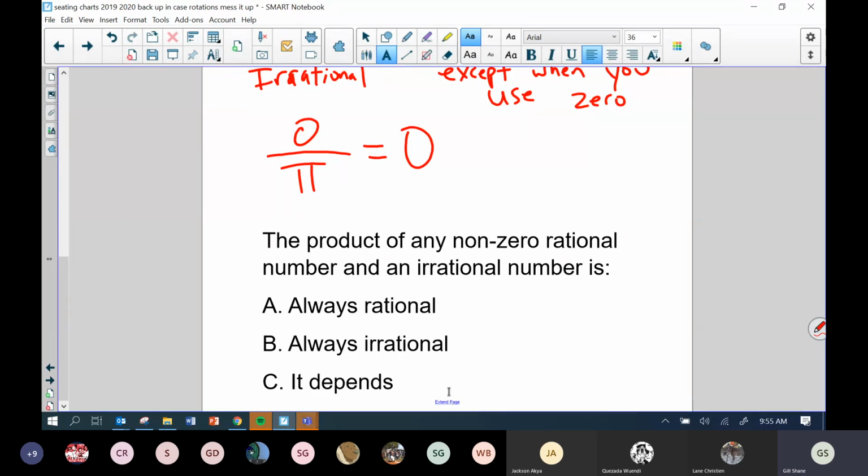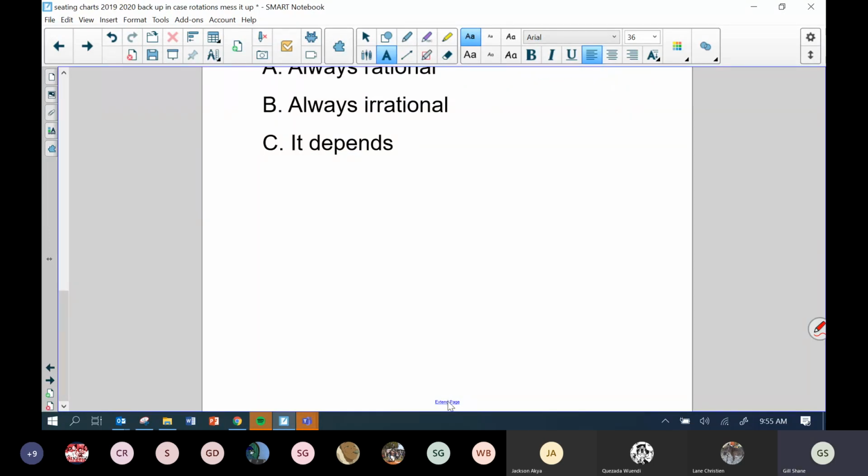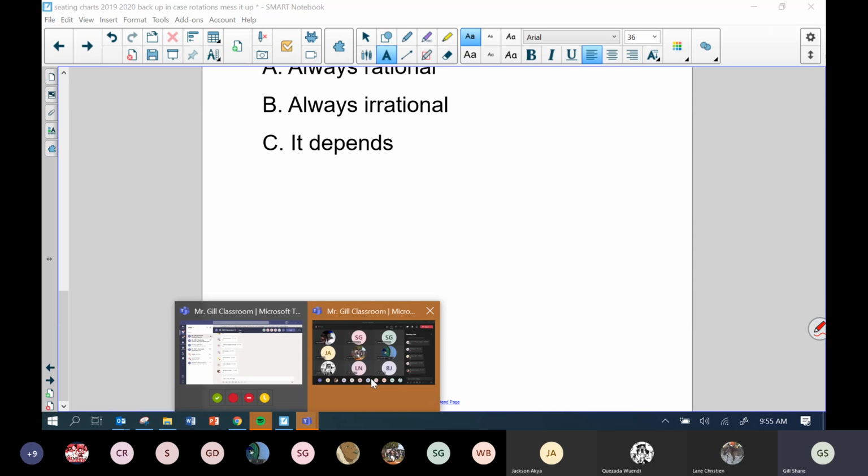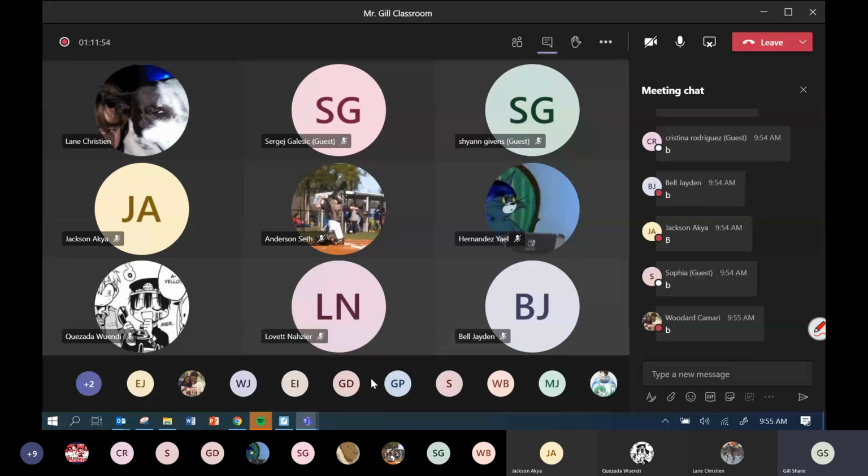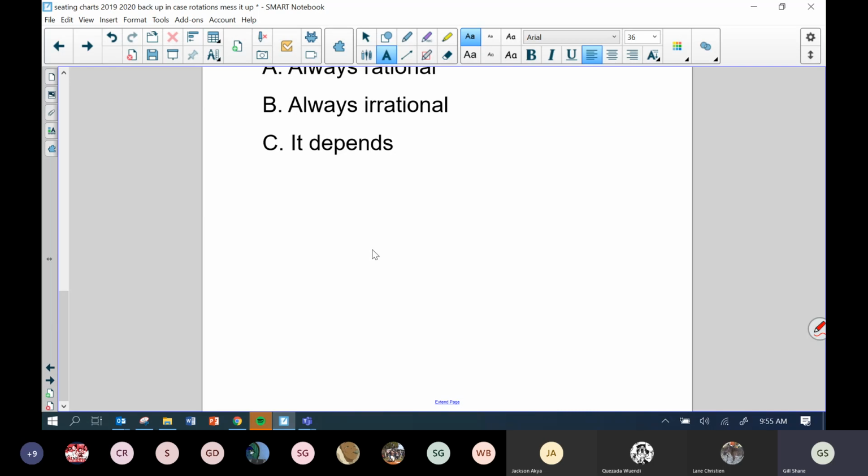All right. So the last one we need to cover: we've done rational and irrational, we've done all rational. We now need to do irrational and irrational. So here's our last scenario. We haven't covered this. I'm going to do this one pretty quickly.